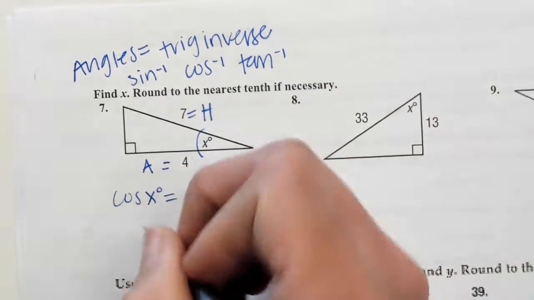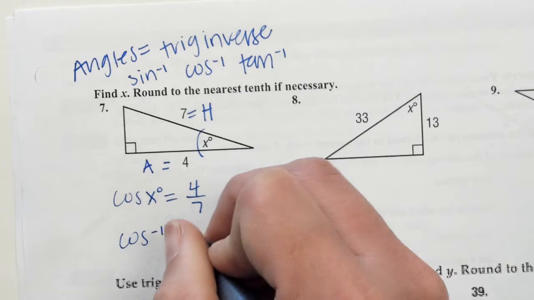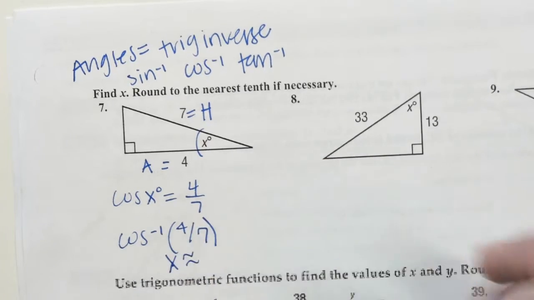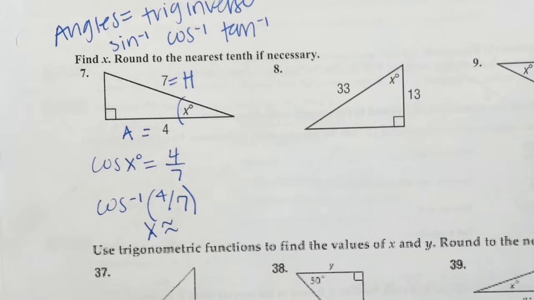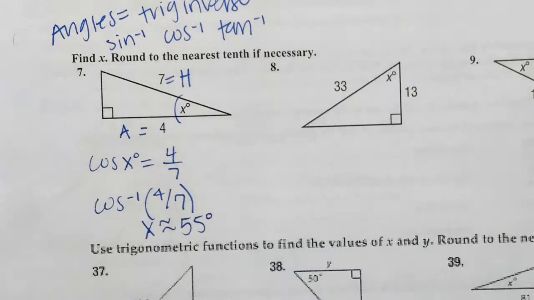Very good. Now when you type this in your calculator, you'll just type in cosine inverse of 4 divided by 7. Go ahead and try that. Make sure we all get the same thing. And this is a degree that we're solving for, so anytime you solve for degrees, round to the nearest degree. So what's the nearest degree? Very good. So x is 55 degrees. Did everybody get that in their calculator?